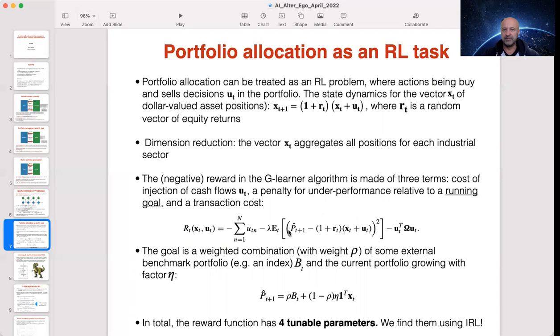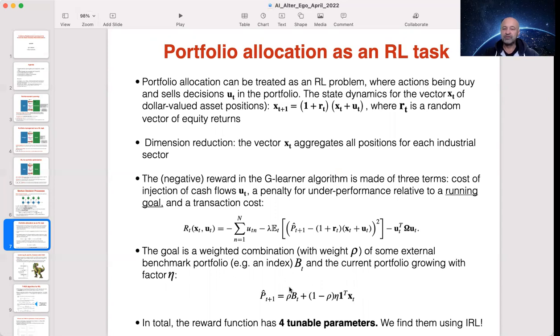Now, the most interesting part here is this term. It's a penalty for a mismatch relative to a certain running goal. And this running goal is constructed as follows. We just take a certain index, a benchmark portfolio, for example, S&P 500, and we form a linear combination of this index with the current portfolio. So this equation is shown here. We take this index and put it with the coefficient 4, and another term which we have here will be portfolio dependent. So our running goal depends on the current portfolio. And if you count the number of variables here, you will have 4 tunable parameters.